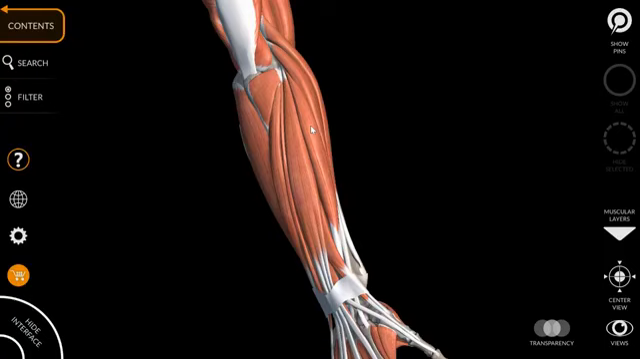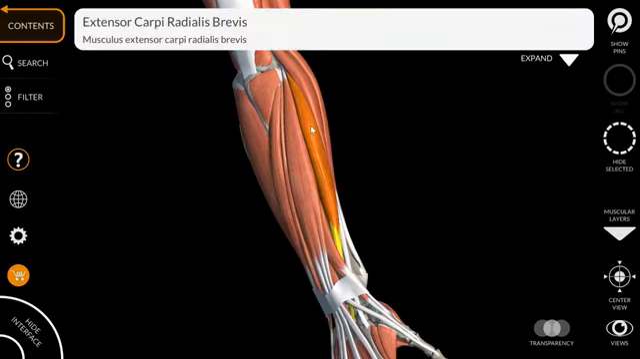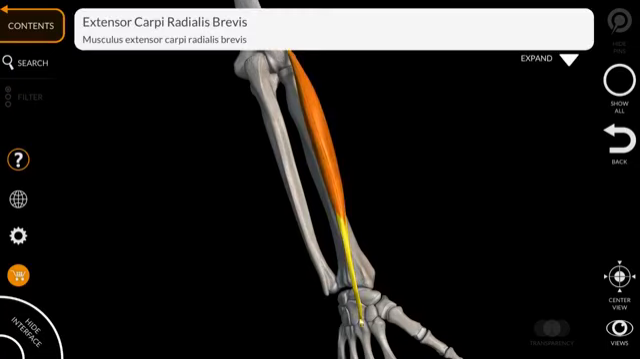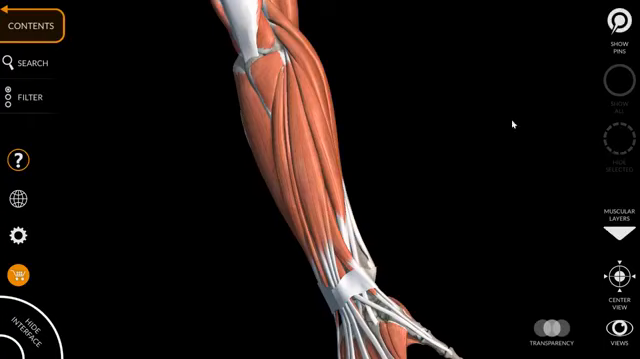Now we are going to discuss the muscles present in the superficial layer of the posterior facial compartment of the forearm. In the superficial layer we have extensor carpi radialis brevis. All these muscles are going to originate from the lateral epicondyle of the humerus. And you can see here that extensor carpi radialis brevis is attaching to the third metacarpal bone. So these were the two muscles. This is one of the superficial muscles of the posterior facial compartment of the forearm.